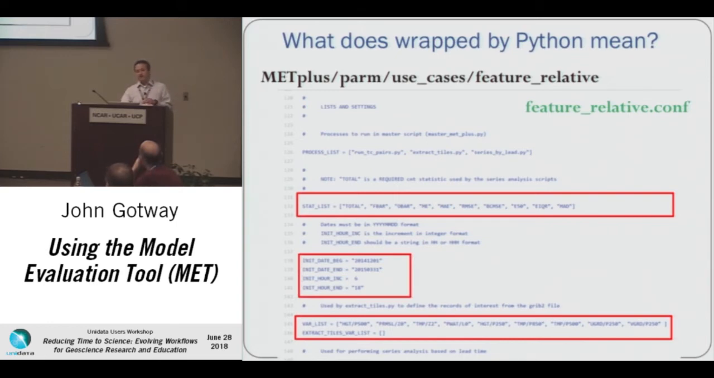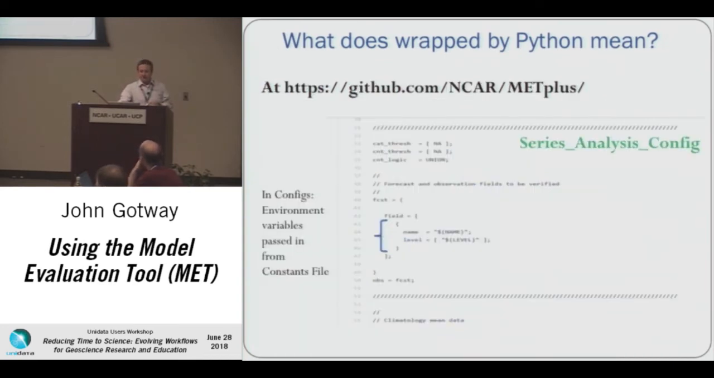So METplus, with this control information, goes through and runs PCP combine if necessary. It does this tiling of the data, runs series analysis, and produces some output graphics. I'll also mention that the MET configuration files support the use of environment variables. So in this example here, we see that the description of the data is $name, $level. What METplus is essentially doing is just setting the right environment variables, and calling the MET tools after setting those environment variables to instruct MET what to do.